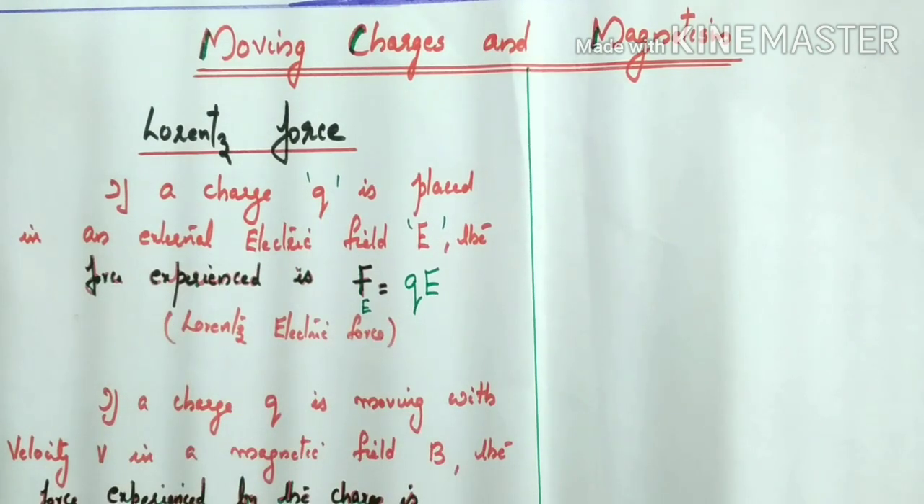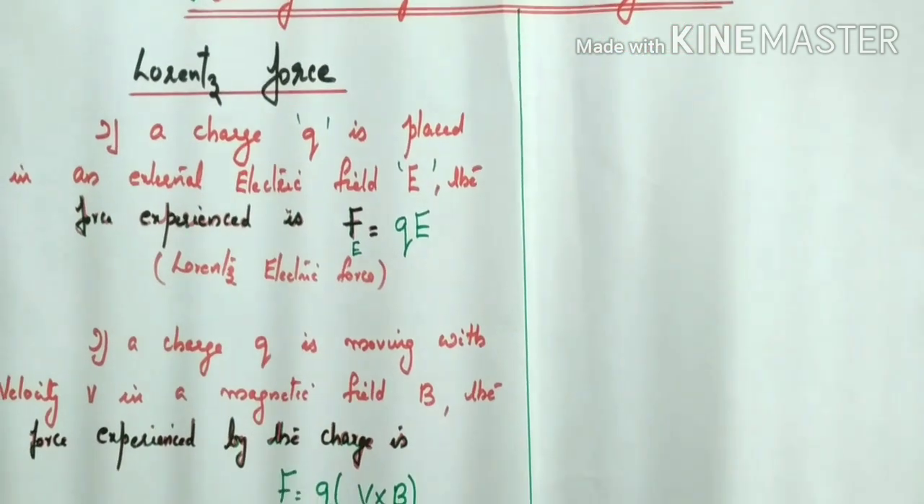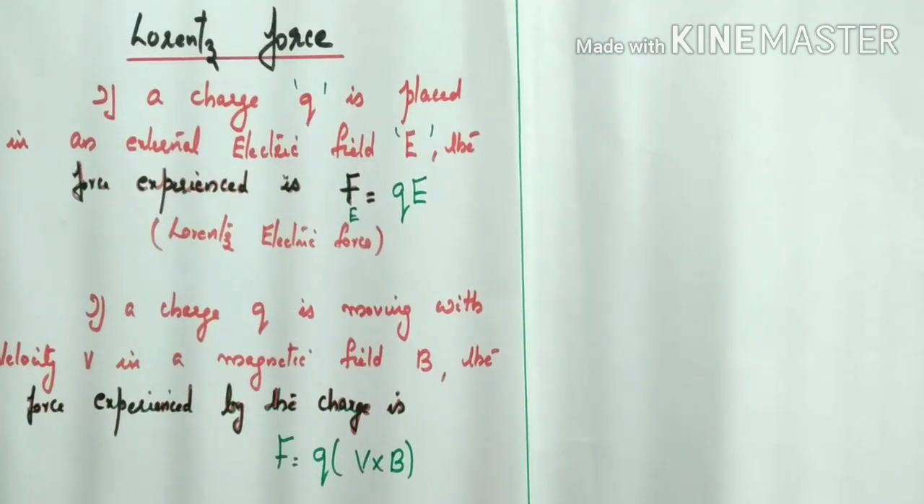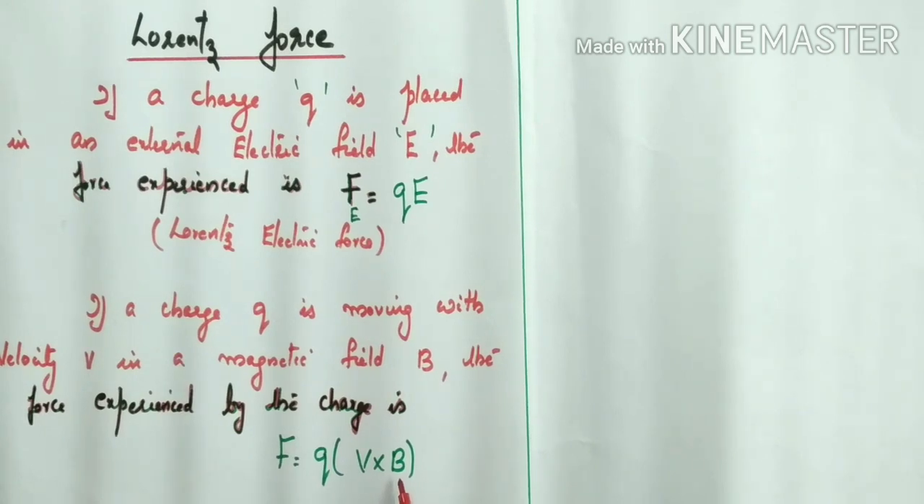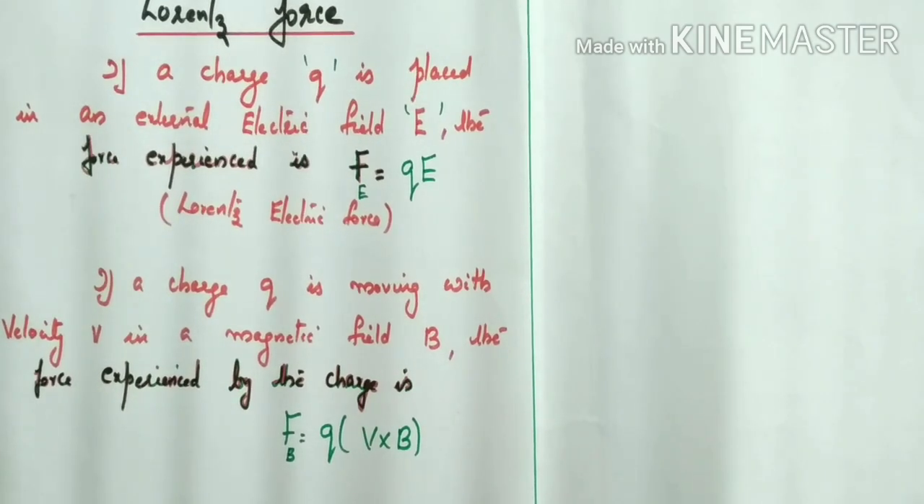Similarly, when a charge Q is moving with a velocity v in a uniform magnetic field B, there is a force experienced by the charge, and that force is given by F equal to Q into V cross B, where V represents the velocity, B represents the external magnetic field applied, and Q is the charge. That force can be represented by Fb, and it is called Lorentz magnetic force.